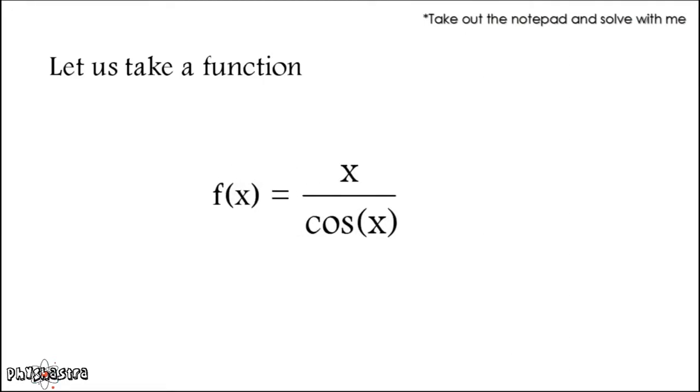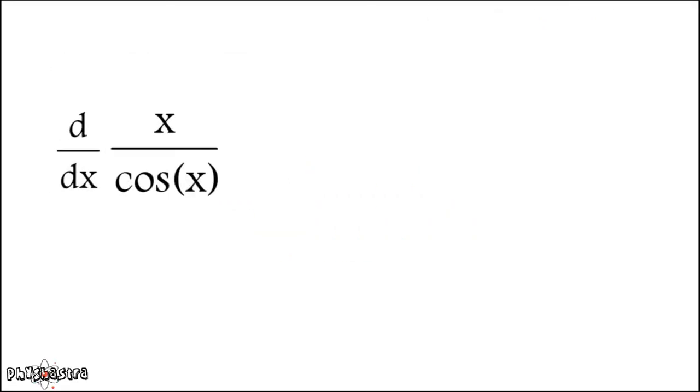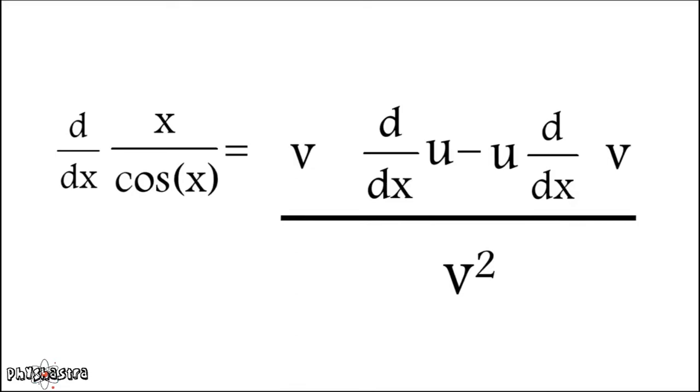Now in this case, let us take the function f of x as x upon cos x. First decide u is x and then cos x is v. We know that the formula of the division rule is d by dx of u upon v is v multiplied by d by dx of u minus u multiplied by d by dx of v, dividing the whole by the square of v.